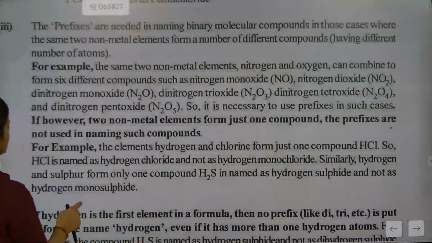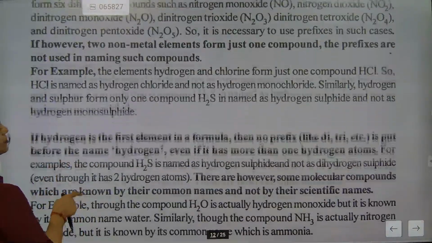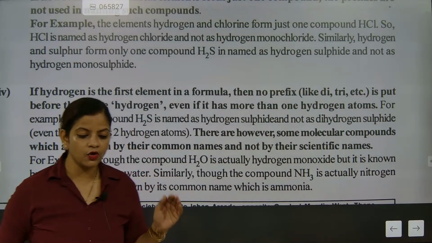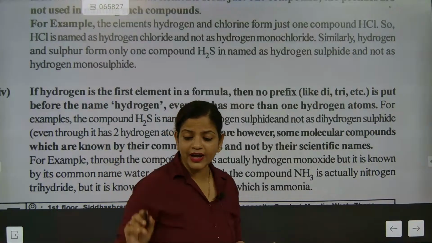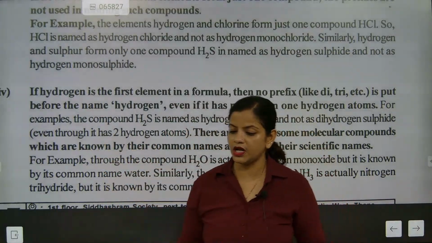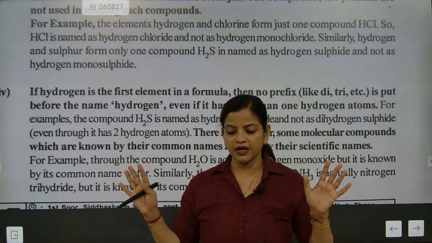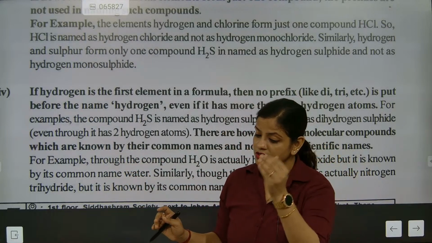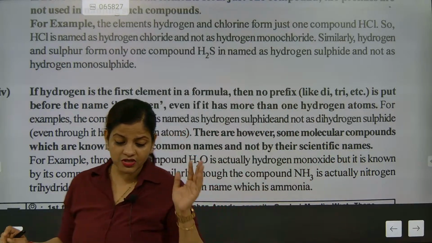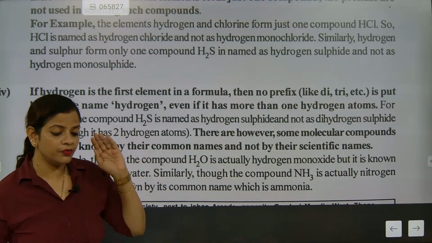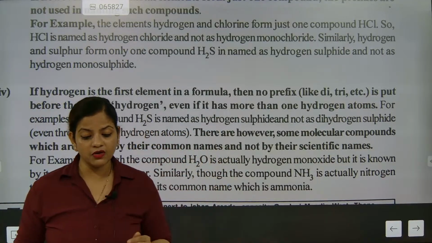Now we are going for the next one, beta. Now write this one. This is most important. I hope you might have understood this one. If hydrogen is the first element in a formula, then no prefix. We are not going to write a prefix here. Understood or not? So look here, this is the most important part. You must remember this one, and it will be used forever, a long time.